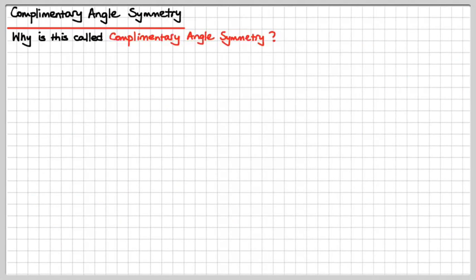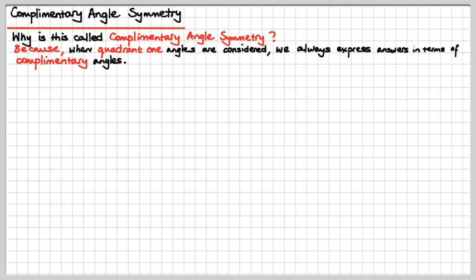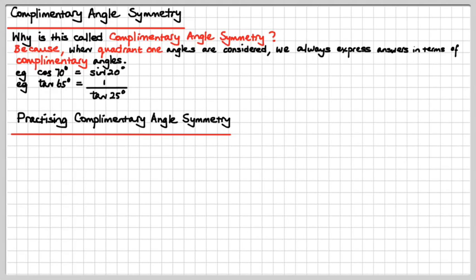Here's some practice for you. It's called complementary angle symmetry because when quadrant 1 angles are considered, we always express the answers in terms of the complementary angle. E.g., cos of 70 is sine of 20. And tan of 65 is 1 over tan 25. That's how it works. Practicing, here we go.